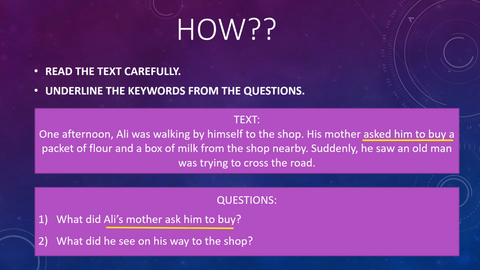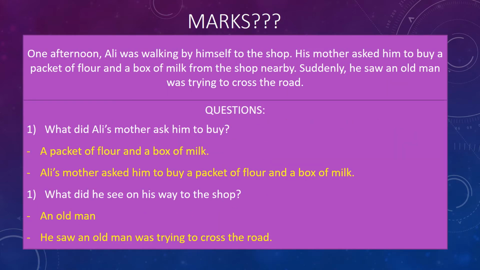The second one, what did he see on his way to the shop? In order to find where you can find the answer, you have to find the keyword. So the keyword here is he see, present tense form for he saw. Next one, marks.